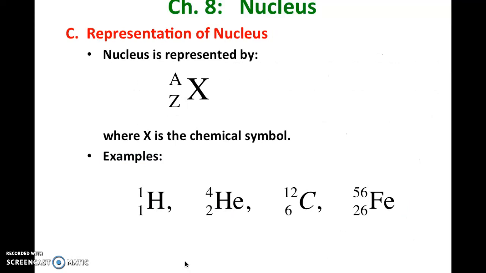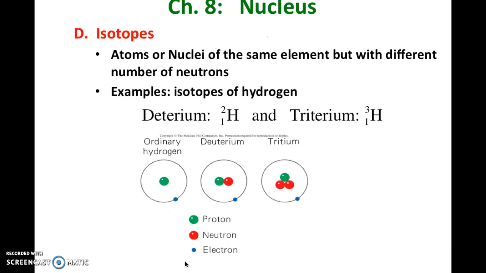A nucleus is usually represented based on its chemical symbol X, atomic number Z, and mass number A, as X with Z and A. For some examples, hydrogen is represented by H-1-1, helium is represented as He-2-4, and so on. Atoms or nuclei of the same element but with different numbers of neutrons are called isotopes. For some examples, deuterium and tritium are two isotopes of hydrogen.